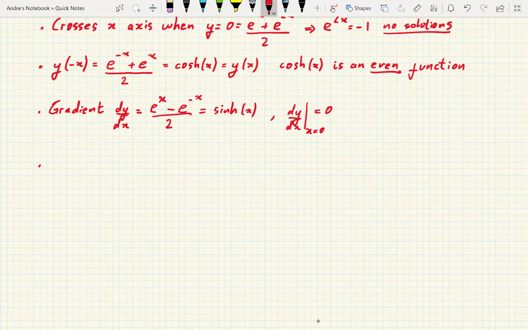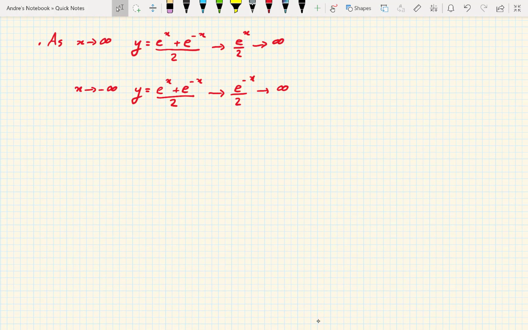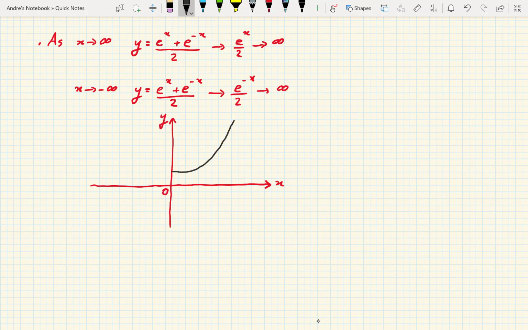Finally, as x goes to infinity, e to the minus x becomes small relative to e to the x, so y tends to e to the x over 2, which tends to plus infinity. Similarly, as x tends to minus infinity, e to the x becomes small relative to e to the minus x, so y tends to e to the minus x on 2, which tends to plus infinity. Putting this together gives the following sketch for cosh x. Again, don't forget to label the axes, the origin, and the curve itself.